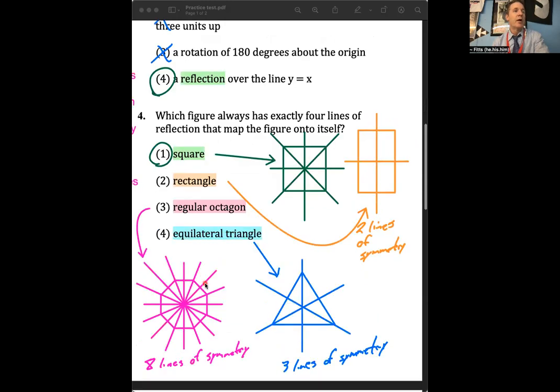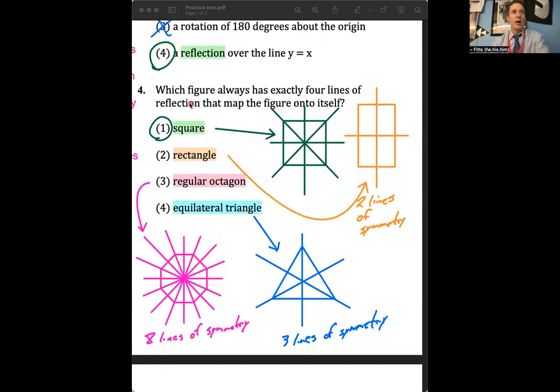Number 4. All right, this is a symmetry question. Which figure always has exactly 4 lines of reflection, I should say, that map the figure onto itself? I sketched all of them. I'm going to go in backwards order.